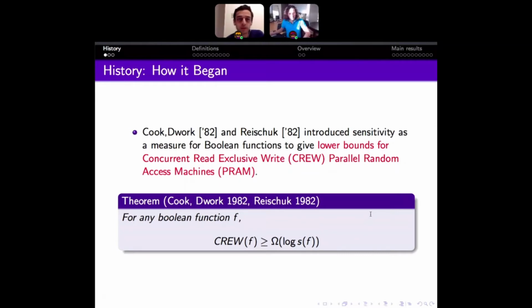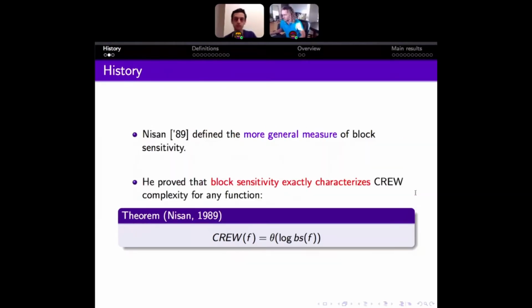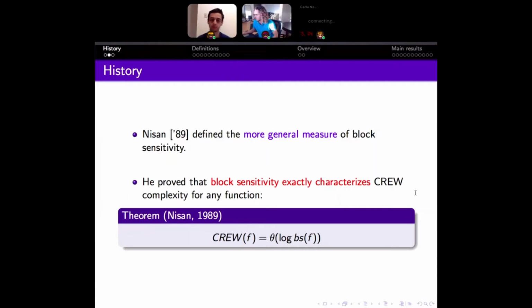So Cook, Dwork, and Reischuk introduced sensitivity as a measure for Boolean functions to give lower bounds for the CREW complexity in the PRAM model. And they proved that the CREW complexity is at least log of the sensitivity of any Boolean function. Then this notion was further generalized by Nisan. He introduced the measure of block sensitivity and proved that the CREW complexity is exactly characterized by the log of block sensitivity.